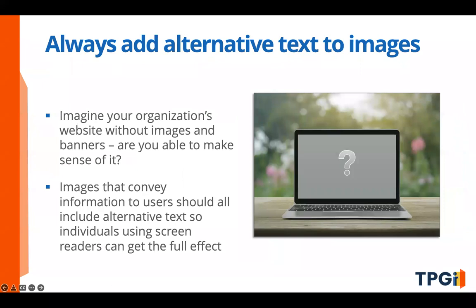So one of the things to keep in mind is that if you have images on your site, it's the code. It's not going to interpret an image. It's not a magician. It can't see an image. So if there are images on your site that are necessary to understand the content or are necessary for all of the content to make sense, always add alternative text to them.